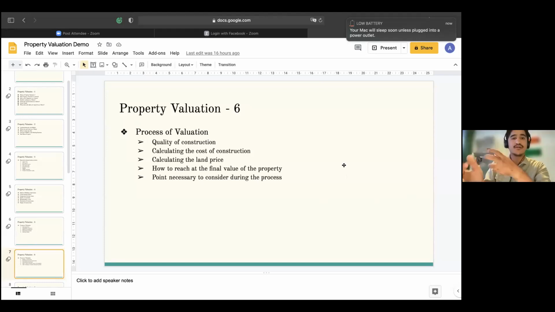Then you will see the quality of construction. Then the cost of construction. How can you count the cost of construction? It means all the activities, the shuttering prices, concreting prices, a little bit about that. I will give you a brief idea about all those things. Then calculating the land price.